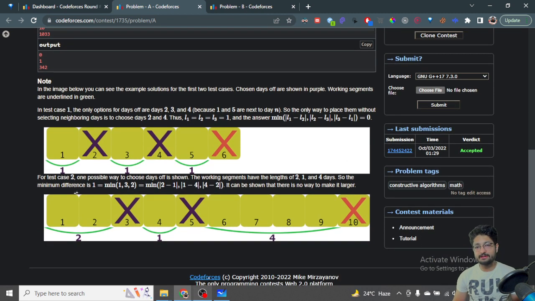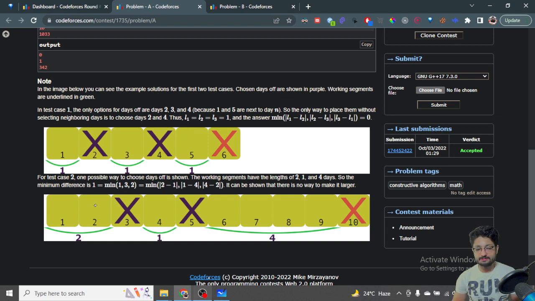Let's say there are 10 days in a week, and the last one will always be a holiday. Now you just have to place two more holidays inside this whole week such that the minimum of the absolute differences between the segment lengths is maximized.